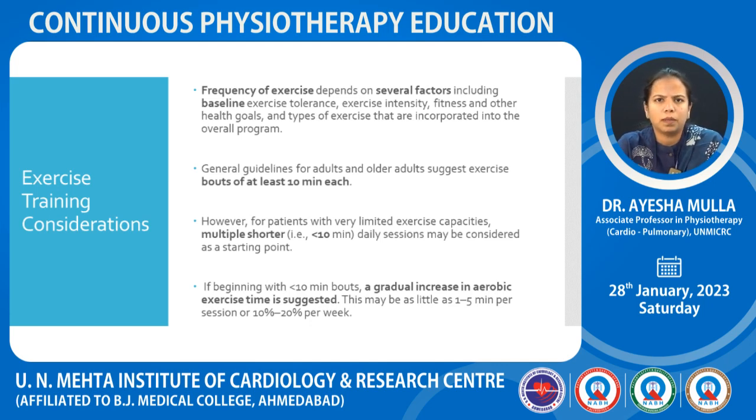So this can be the starting point, and gradually we can increase the duration to more than 10 minutes according to the patient's tolerance. If beginning with less than 10 minutes, gradually increasing the aerobic exercise time is suggested, and this may be as little as 1 to 5 minutes per session, or 10 to 20% of the week. So as I said, the aerobic exercise duration should be increased, but not directly from 5 minutes to 10 minutes. Gradually we can add 1 minute per session and increase the duration from 5 to 10 minutes, or by 10 to 20% of the total weekly session.